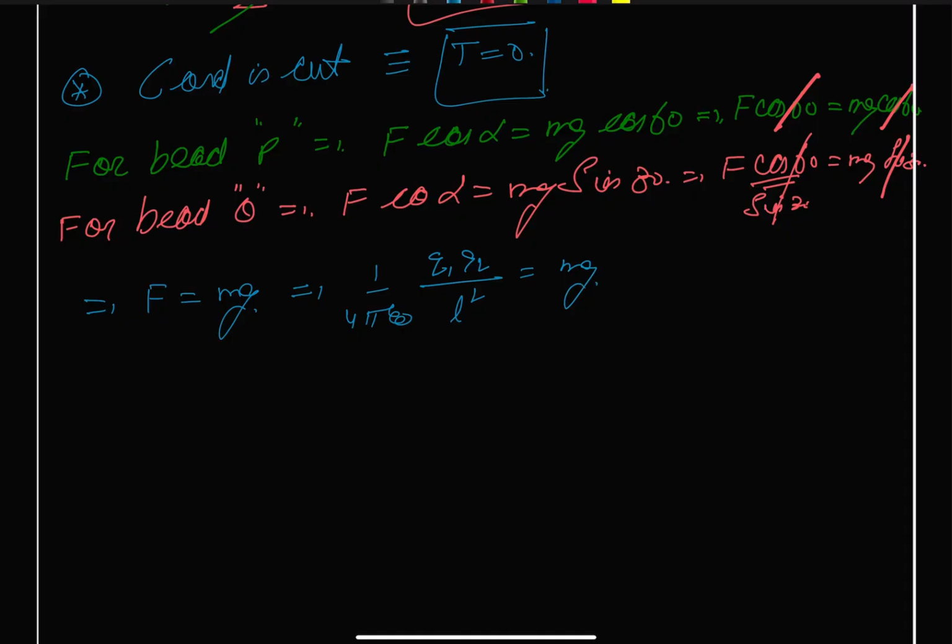So this gives us that our q1 q2 will be equal to 4 pi epsilon naught mg times L square.